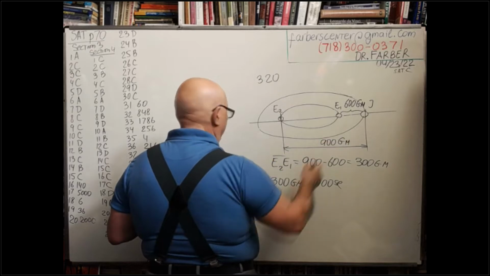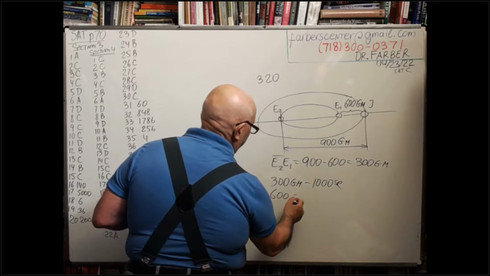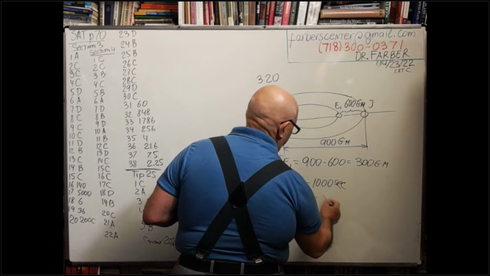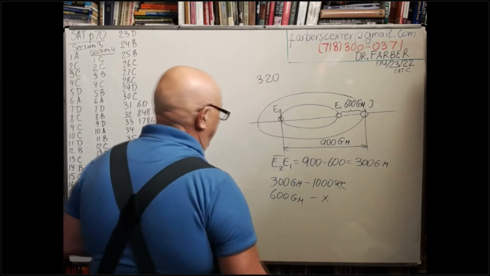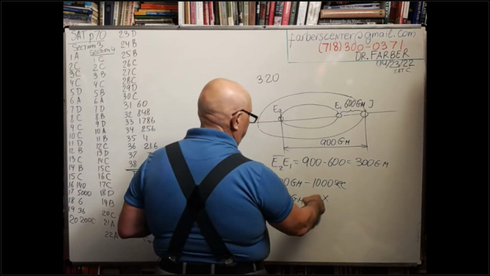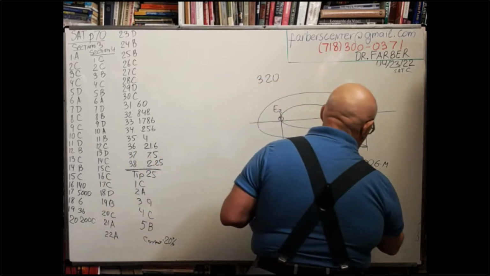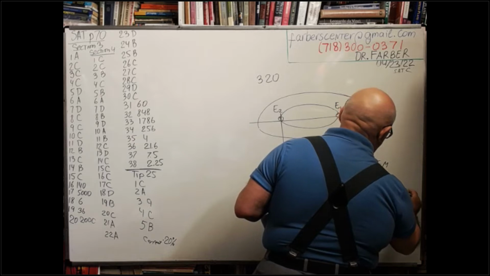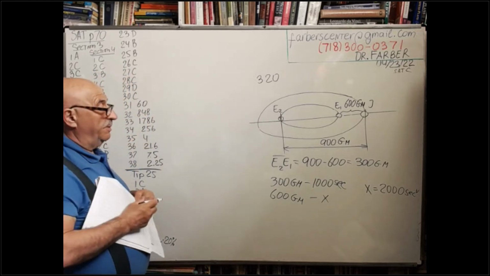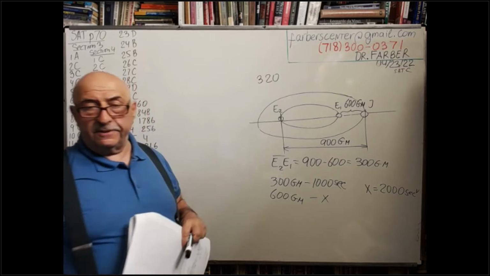And 600, you can do it mentally. 600 gigameters. This is seconds. Either use proportion or just multiply both parts by 2. Because this is 2 times bigger than this, so this x is supposed to be 2,000 seconds. Or use proportion, 2,000 seconds. Okay, so far so good. Any questions?